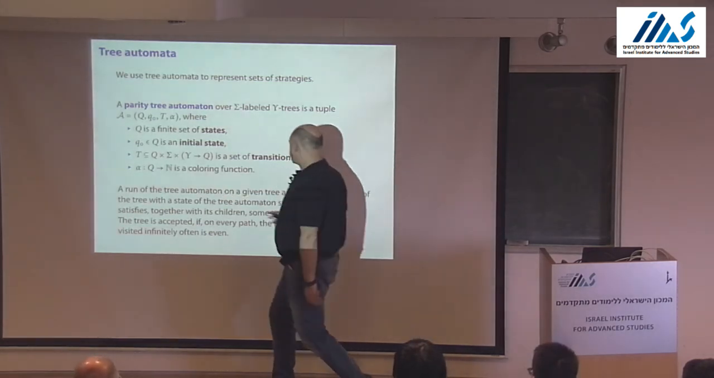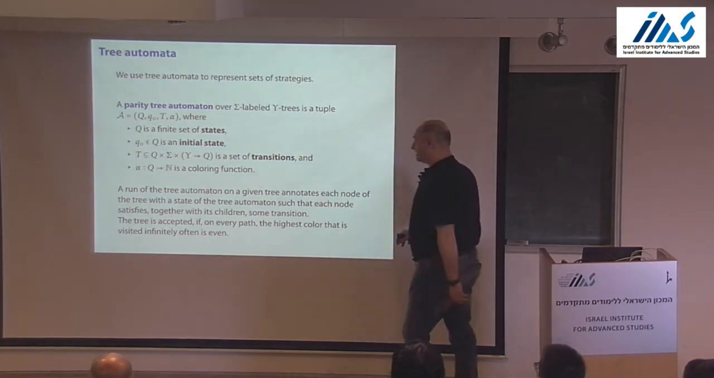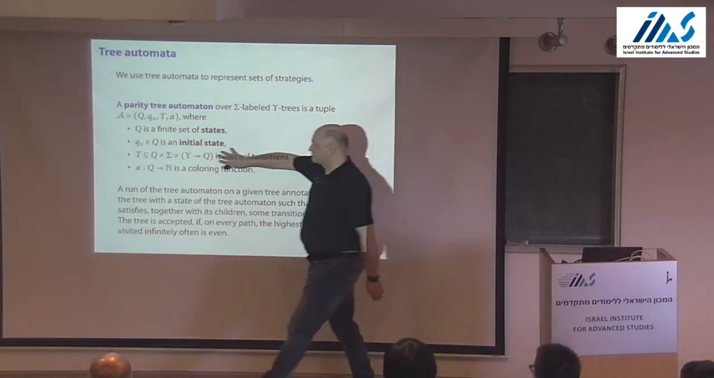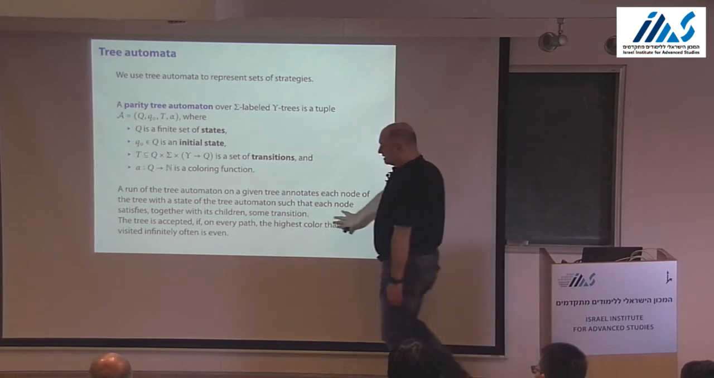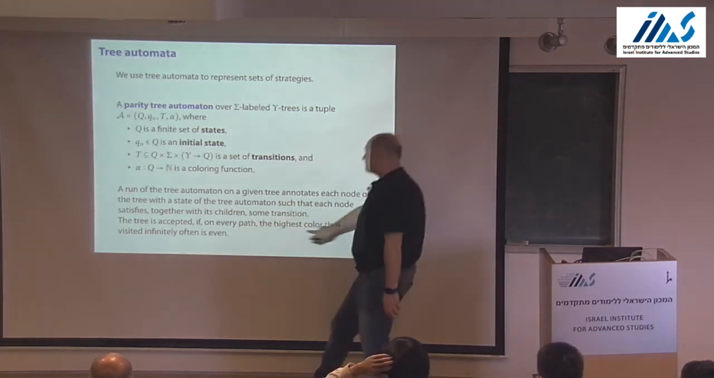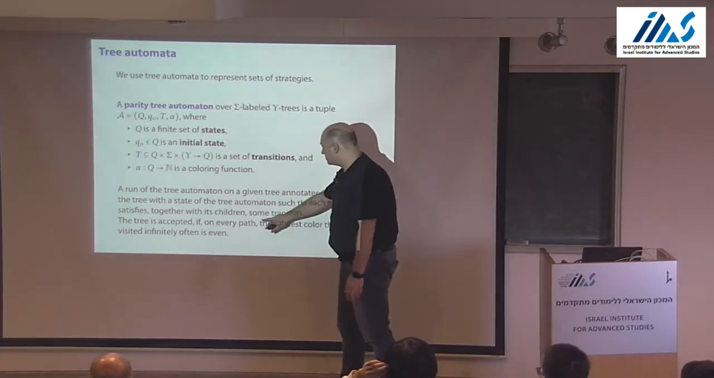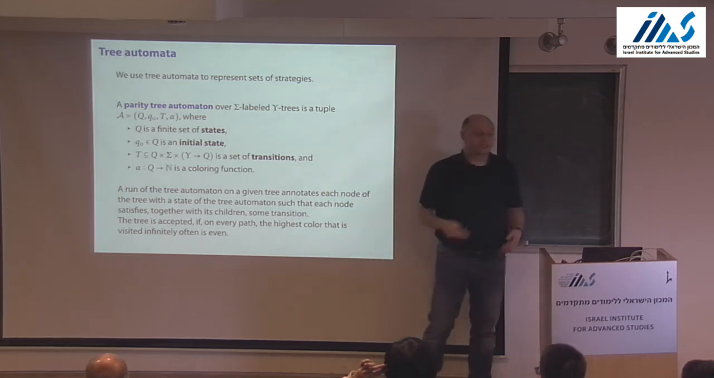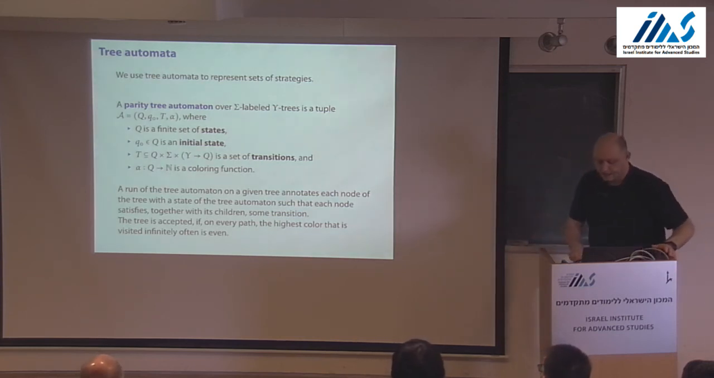A run of the tree automaton is again a tree, namely an annotation of the given tree with states of the tree automaton that corresponds to this transition relation. And the tree is accepted if on every path, the tree has multiple paths of course, we have the acceptance condition satisfied. In the case of parity, the highest color that appears infinitely often needs to be even. So let's try this out.